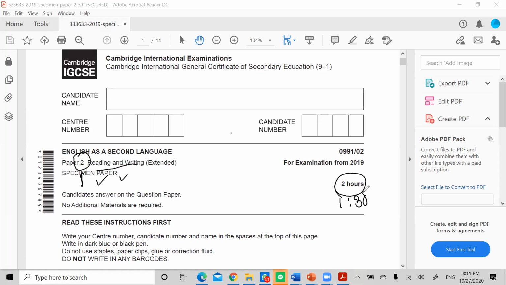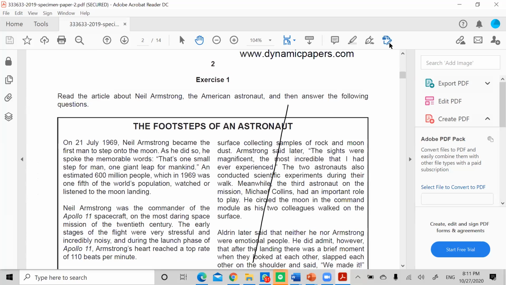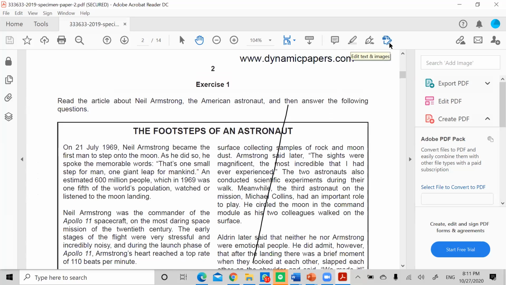But are there any differences? There are slight differences inside. Okay, I'll show you the slight differences. Have a look. So 3 of the exercises are for the reading and the other 3 are for the writing. The first exercise is always reading. As you see here, it is a reading text.